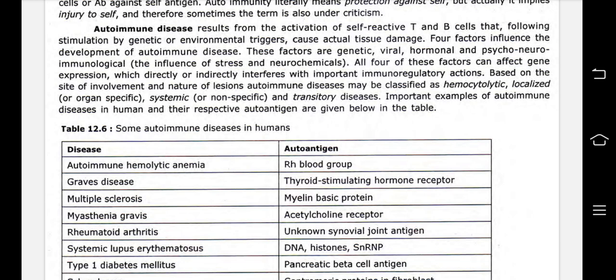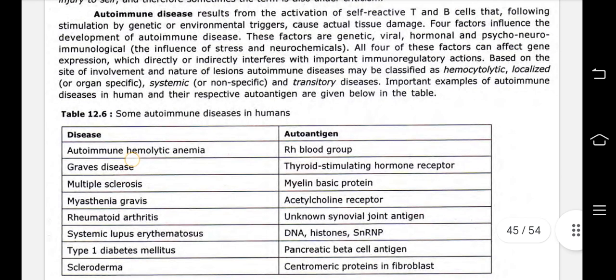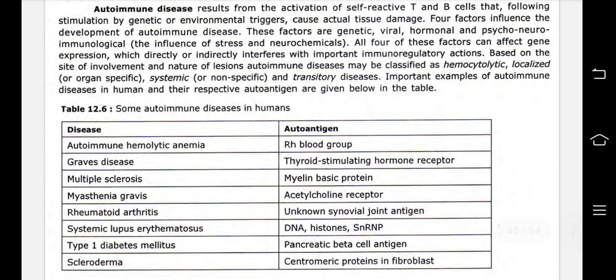So, four factors influence the development of autoimmune diseases. These factors are genetic, viral, hormonal, and physico-neuroimmunologic, the influence of stress and neurochemicals. All four of these factors can affect gene expression, which directly or indirectly interfere with important immunoregulatory actions.